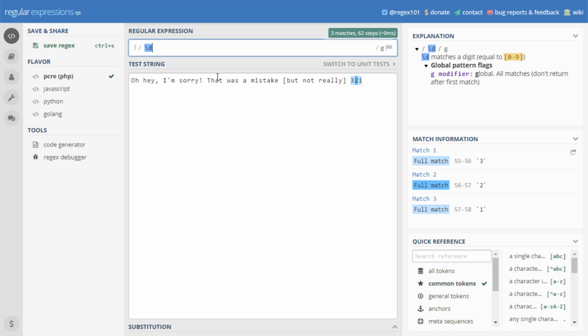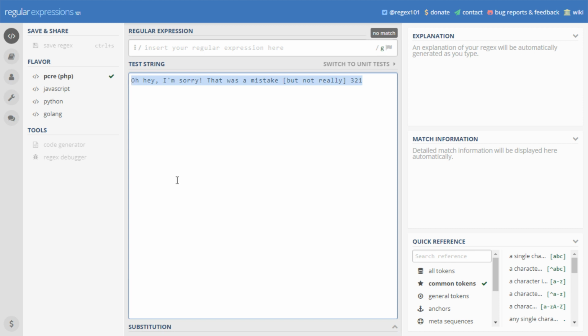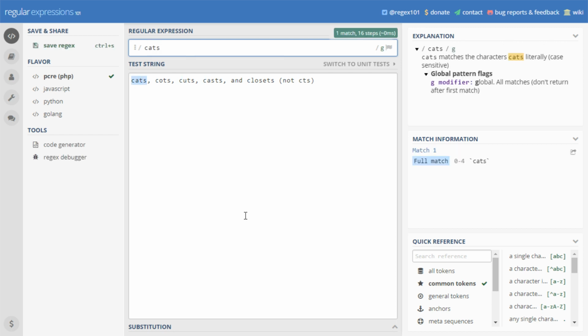So maybe we'll look at some other things here. First of all, let's change our input string, because I want something that's going to illustrate a slightly different point. So we'll say cats, cots, cuts, casts, and closets. Not just regular cats there. Okay, so there we go. We've got something, and you'll notice all these words kind of have some things in common. So I could say, all right, match cats. Great, it's matching the word cats. It's having no issues with that.